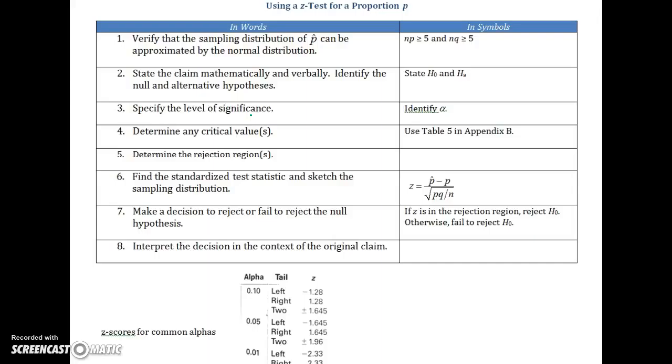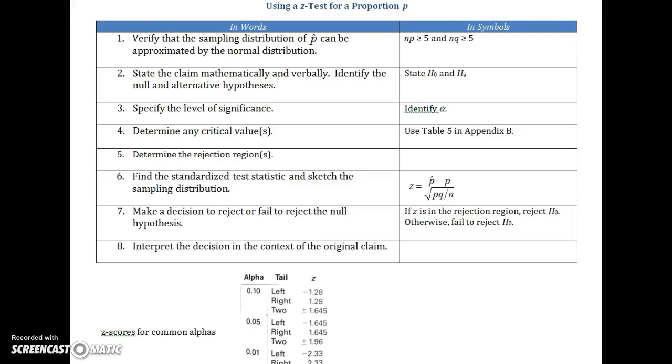Keeping it moving. We're going to determine any critical values. And number 5, we're going to determine the rejection regions, which you've done before. Remember, the shaded area is what we reject. We're always going to reject the shade. Number 6, find the standardized statistic using this formula, except today we're going to use our graphing calculators instead. And then we're going to make a decision, and then we're going to interpret it.